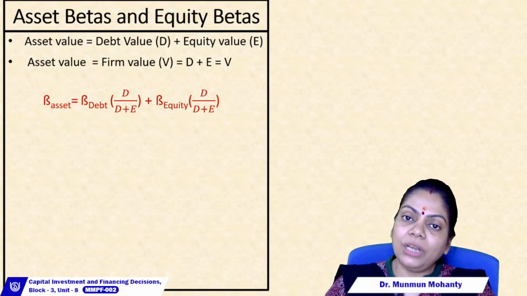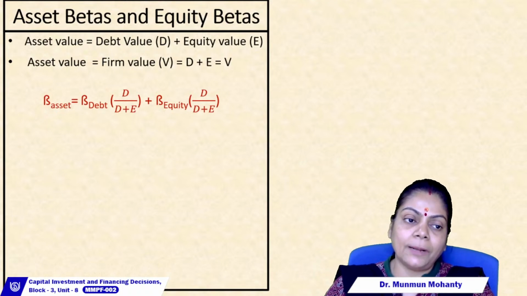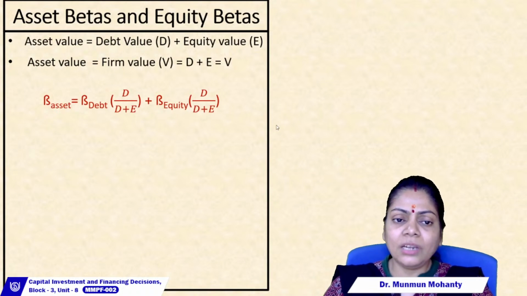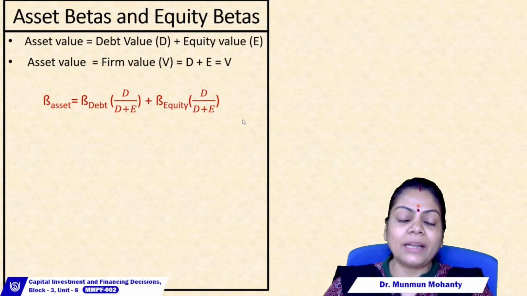So beta of equity into 60%. So that is the proportionate beta. The aggregate figure, the weighted average, will give me the beta of the asset or the firm. Now, we'll see how this is done in practice.